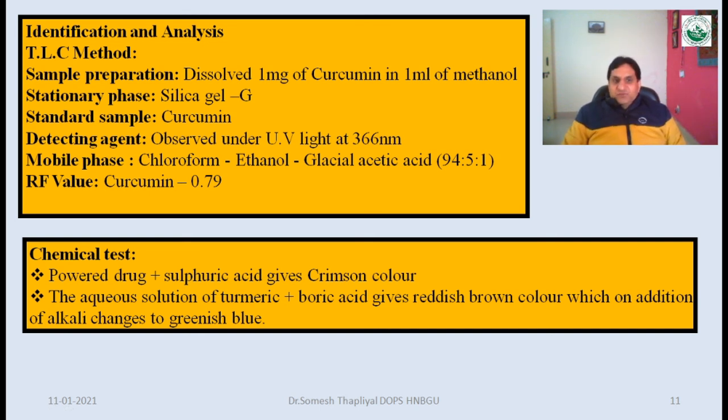And in another test we will take the aqueous solutions of turmeric, to which we will add the boric acid, due to which we will get the reddish brown color, and on additions of alkali it changed to greenish blue color.